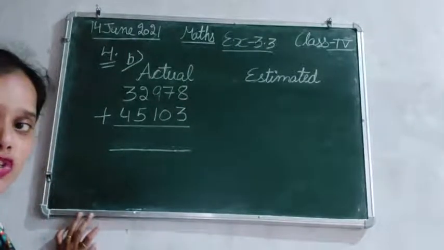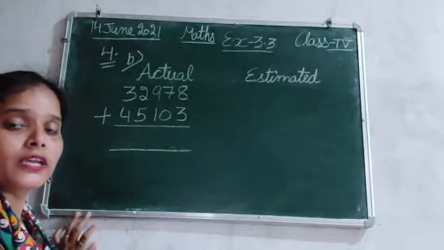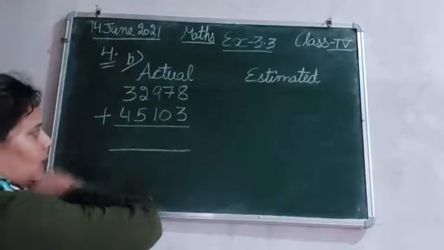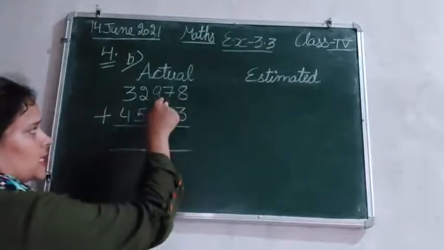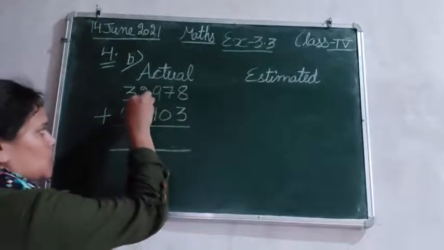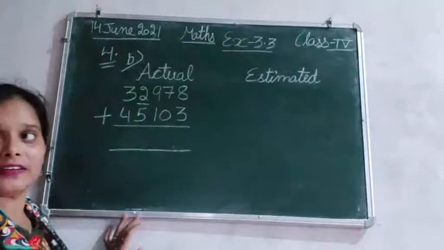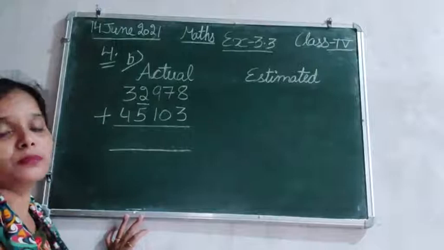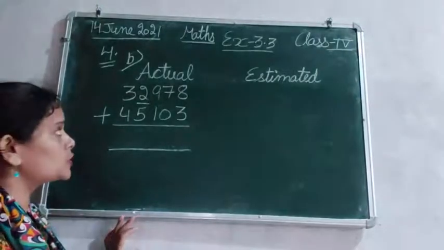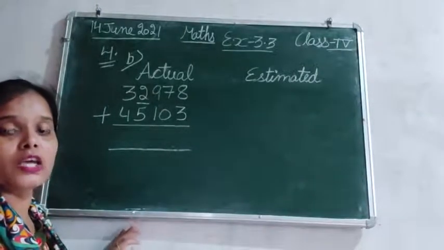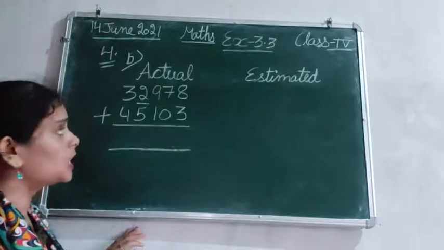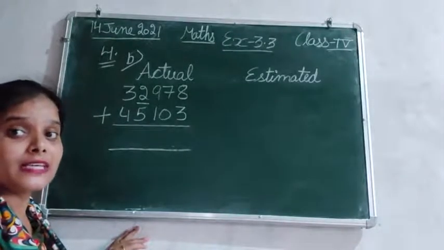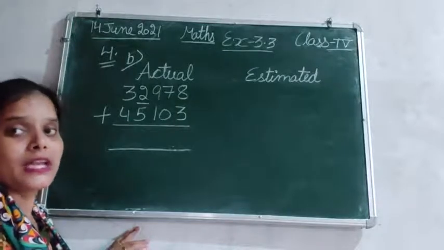So that means we need to observe the digit that is at the 1000 place. So we have ones, tens, 100, 1000. In 32,978 we are having 2 at the 1000 place. So is 2 greater than 5 or less than 5? 2 is less than 5.